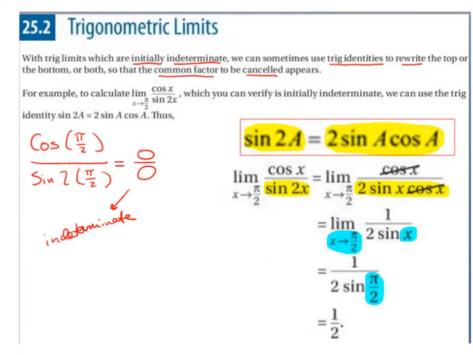Trigonometric limits. With trig limits, which are initially indeterminate, we can sometimes use trig identities to rewrite the top or the bottom or both so that the common factor to be cancelled appears. For example, to calculate the limit of cos x over sine 2x as x approaches pi over 2, which you can verify is initially indeterminate, we can use the trig identity sine 2a equals 2 sine a cos a.